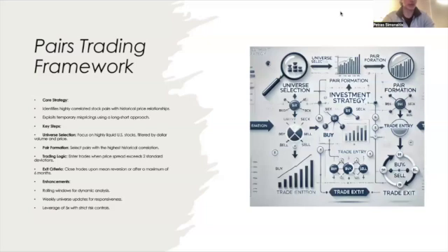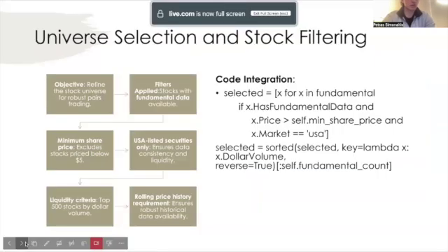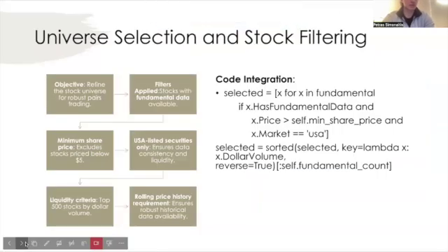Next, we will look at how the code selects stocks and stores their rolling price data. So for the fundamental selection, we add a universe selection function, which runs weekly. Inside the fundamental selection function, we filter US stocks, a minimum share price, and robust fundamental data. We then sort by dollar volume and pick the top 500 to ensure liquidity.